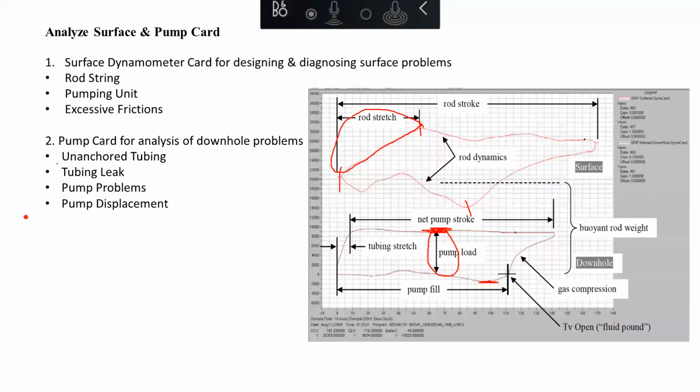For the pump card, you can decide whether it's unanchored tubing or not. Like I said, this will be unanchored tubing because there is a tubing stretch, and you will be able to identify your tubing leak, pump problems, and pump displacement, whether your pump is displacing more liquid or not.